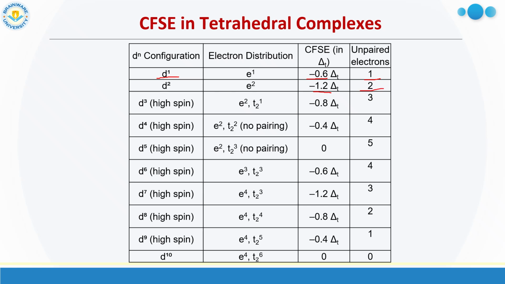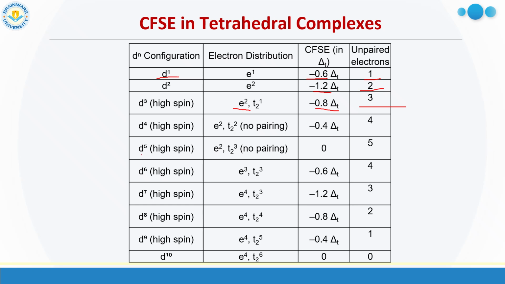Now d3, all are high spin, as I already mentioned. So for d3, two electrons in the E level. Now as the gap is small, the third electron will always be put in the higher energy level, that is the T2. So the configuration is e2 t2^1. So what is the CFSE? Minus 0.6 into 2 plus 0.4 into 1, so it becomes minus 0.8 Δt. How many unpaired electrons? 3. In this way you can calculate all of them.